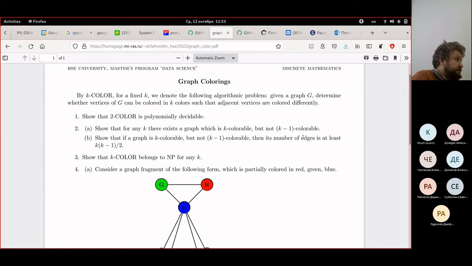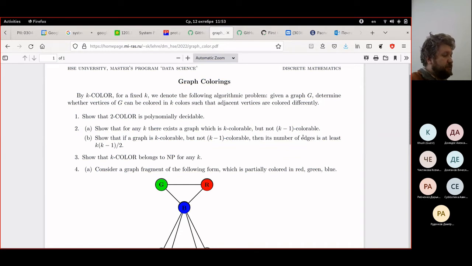So problem number one, two color. Well, we just solved it, right? So it's polynomial decidable. For example, by reduction to two set. It's a bit of an exotic way of doing it, because usually people who do algorithms on graphs will do it directly. Yes, we'll implement a direct algorithm on graphs which checks for bipartiteness. But we did it by reduction, because we know two set, we know resolution.